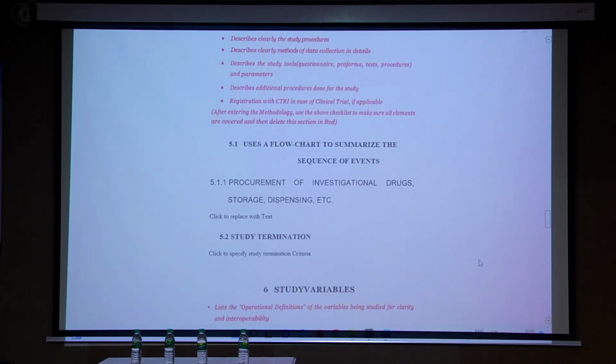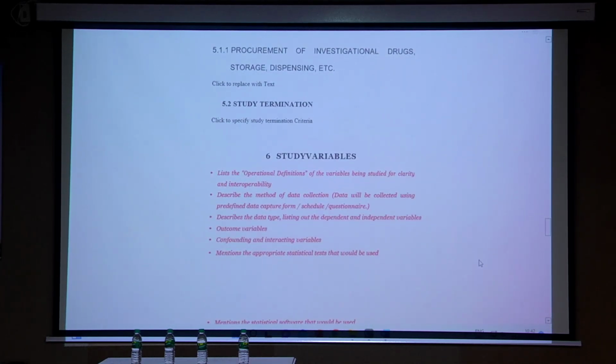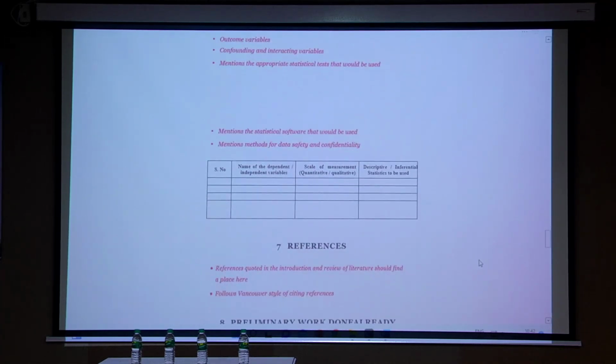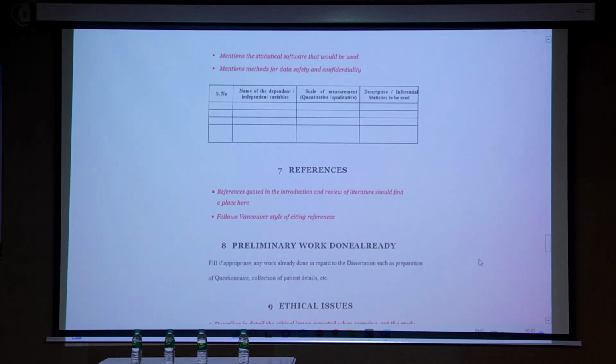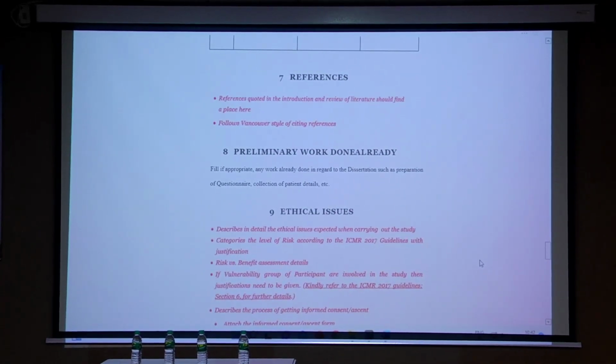Use a flow chart to summarize. I told you after method a flow chart is a must. If it is an observational study, whatever study you do, please put a flow chart and put your study variables with appropriate statistical measures. What statistical test you are going to use. Then references.